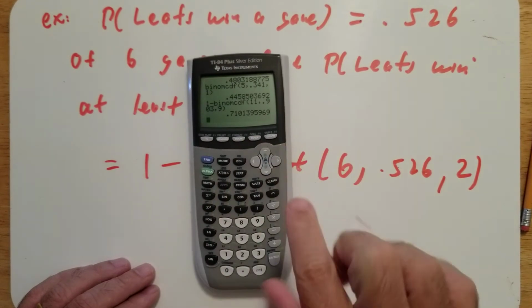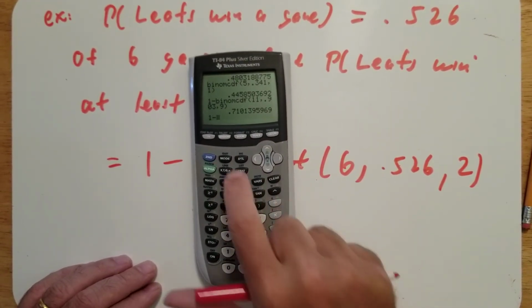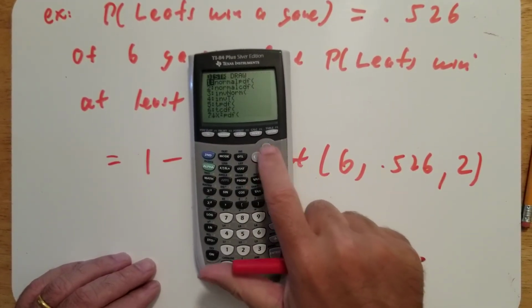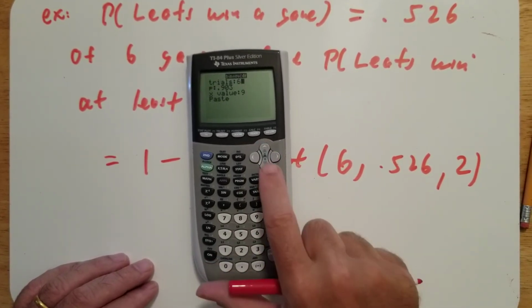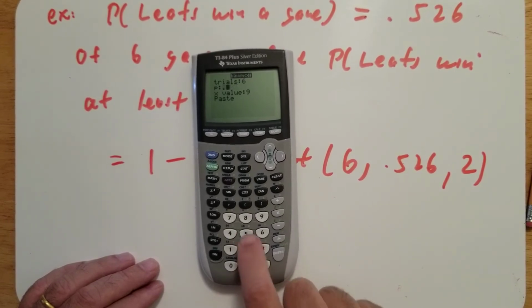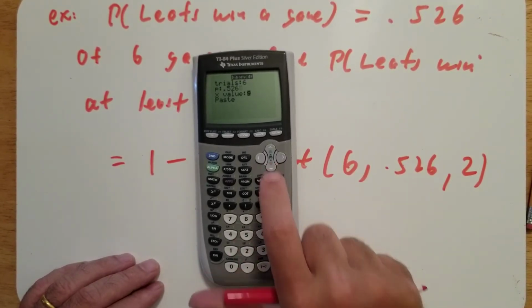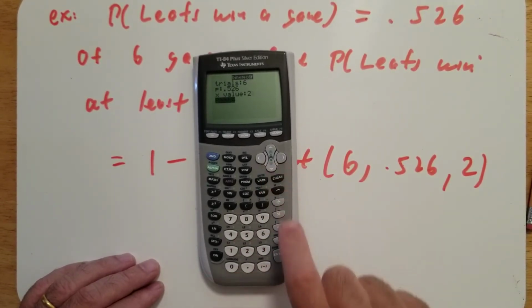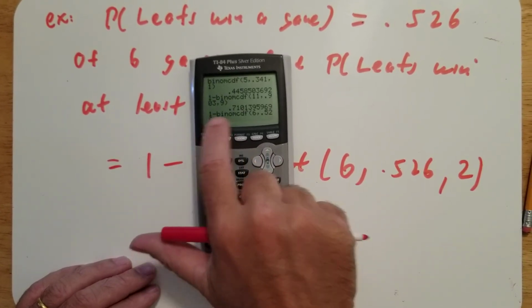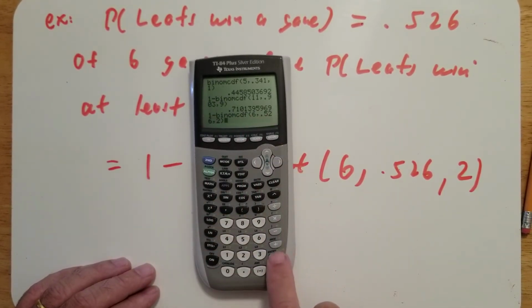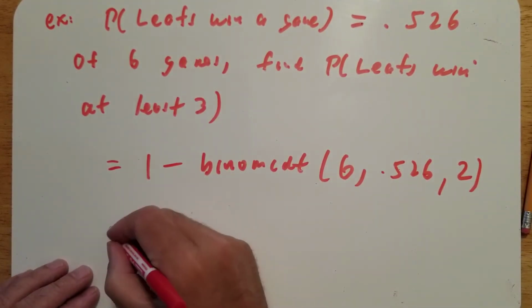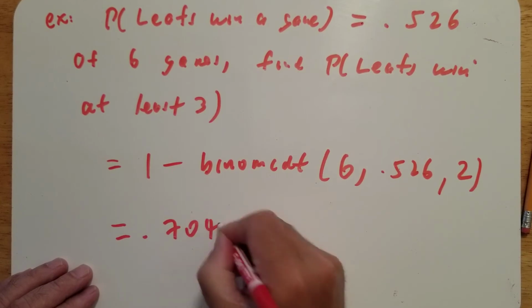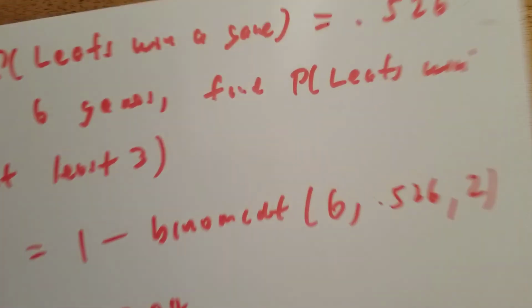And on the calculator, I'm going 1 minus binom CDF, 6 for the number of games, 0.526 is the probability of success, 2 is how much we want to accumulate up to. So notice I have the 1 minus thing going on there, and that comes out with a probability of about 0.704. Okay, so those are the 5 kinds, but in the homework they asked this question, and I just wanted to do this example also.